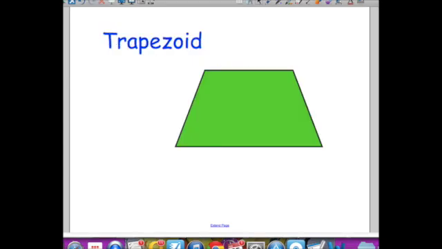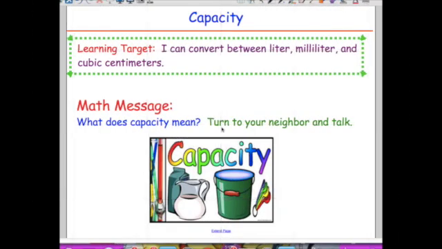So if you count up the sides, there's 1, 2, 3, 4 sides, and only 2 of them are parallel. This top one and the bottom line are parallel. They could go on forever and never intersect each other. Today we're going to be talking about capacity.